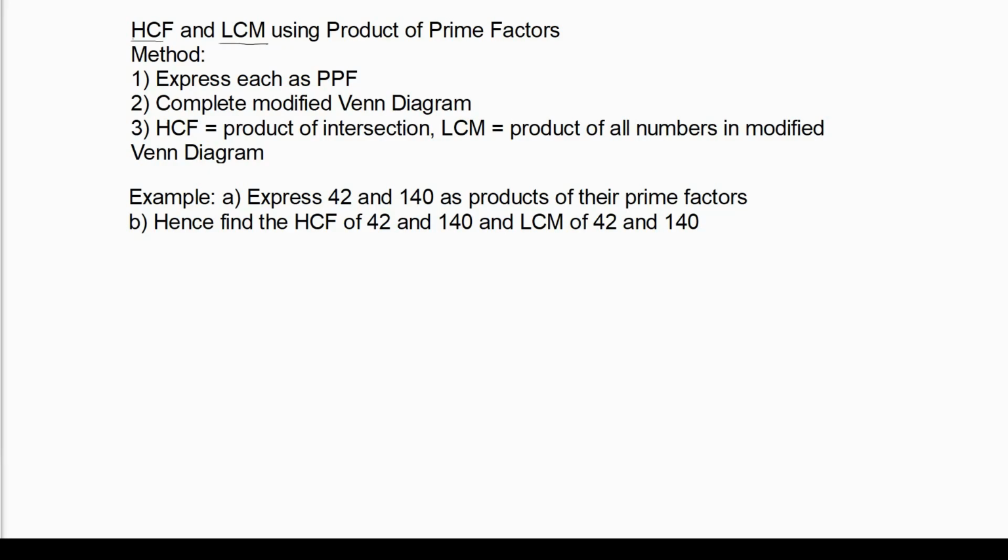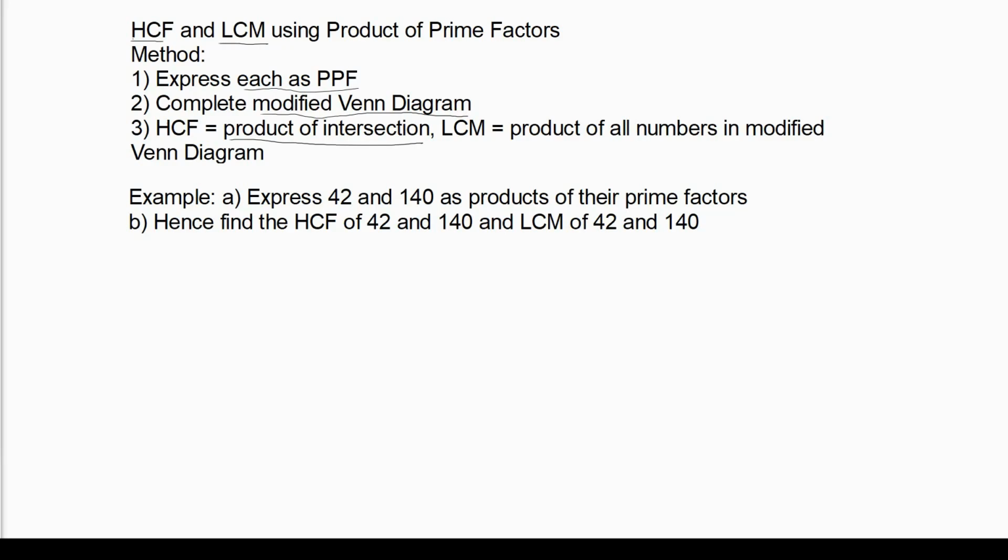The method is outlined here. We express each of the numbers as its product of prime factors, as we did last time. We needn't use index form. We complete a modified Venn diagram, which sounds really tough, but it's really straightforward. To work out the highest common factor, we multiply the numbers in the intersection. To work out the lowest common multiple, we work out the product of all the numbers in the diagram. Sounds really complicated, but if I show you the example, it should all make sense.